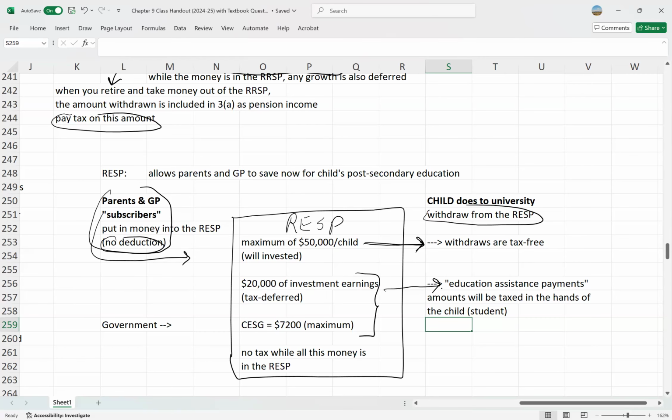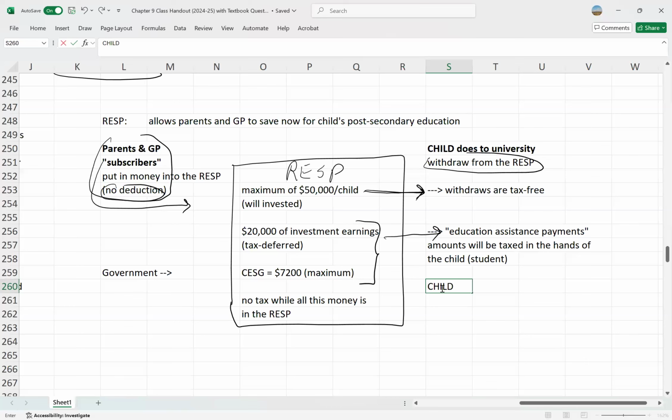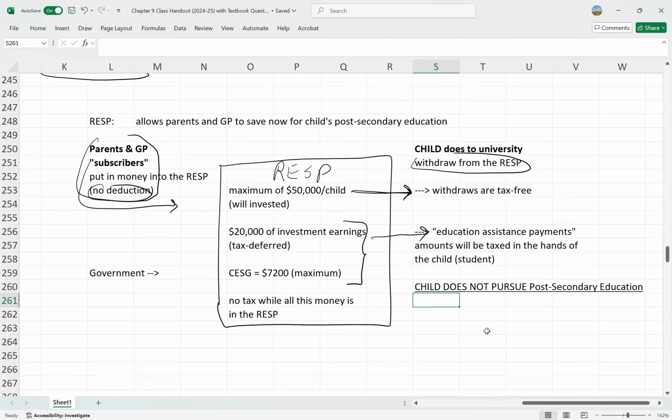But what if the child does not go to post-secondary education? What happens then? Let's say the child does not pursue post-secondary education. And once again, it's hard to really know because the parents set this up when the child was born. They wanted to save a little bit every year. And there's no way to know what's going to happen when the child graduates from high school, if they're going to pursue post-secondary education or not.